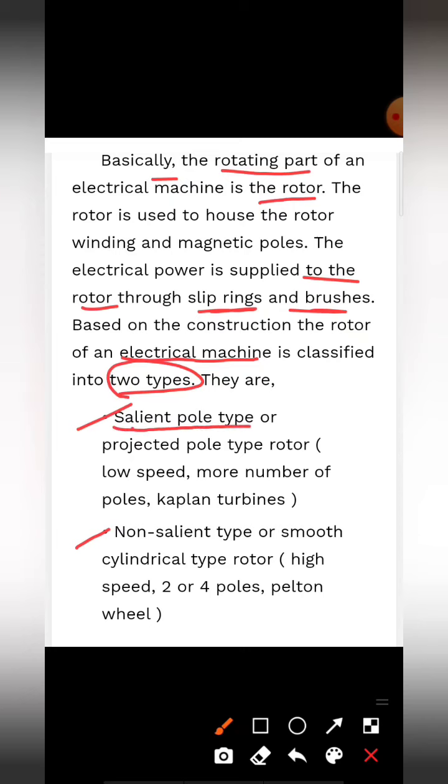The salient pole type is also known as the projected pole type. In this type, the poles are projected to the surface, and it is a low speed rotor with a large number of poles. The non-salient pole type is also known as the smooth cylindrical pole type. This is a high speed rotor, and only two or three poles occur.